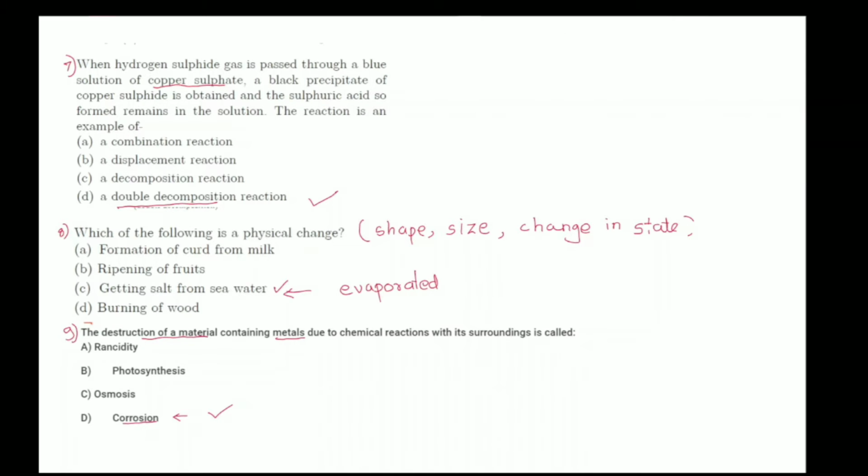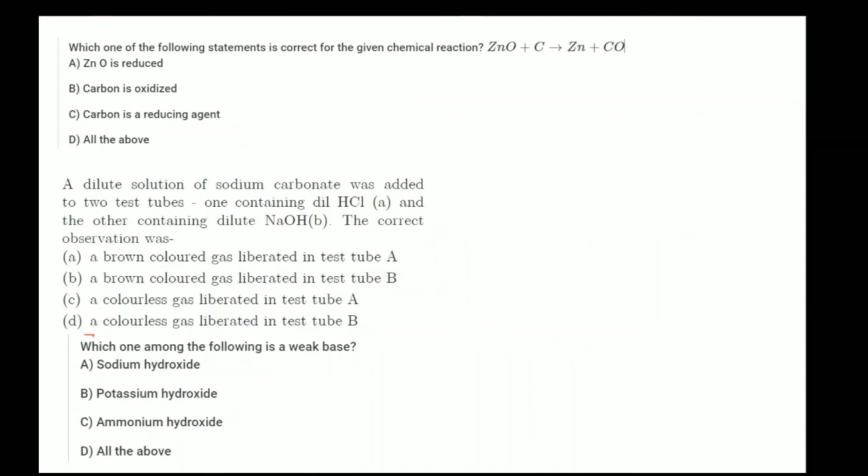Okay, let us move on to the next set of questions. We have question number 10 over here. Which of the following statements is correct for the given chemical reaction? We have zinc oxide plus carbon gives you zinc and carbon monoxide. Now you should tell me what type of reaction this is. Is it: zinc oxide is reduced, carbon is oxidized, carbon is a reducing agent?